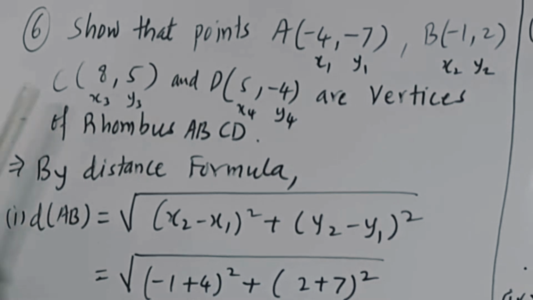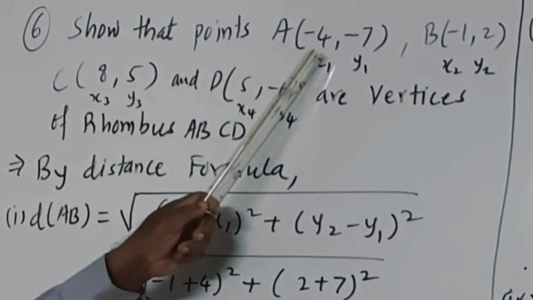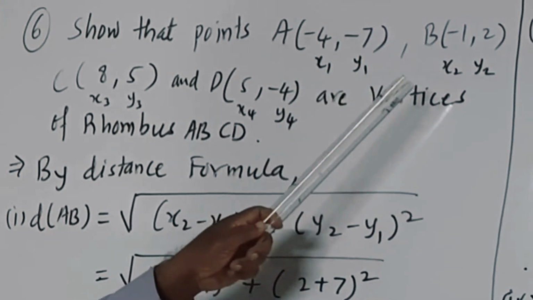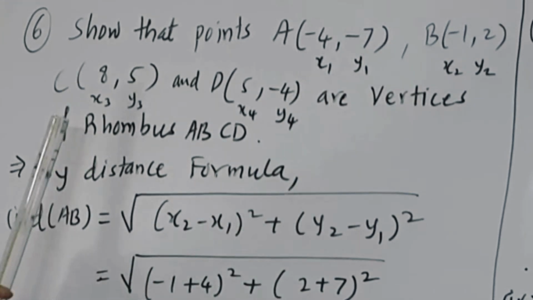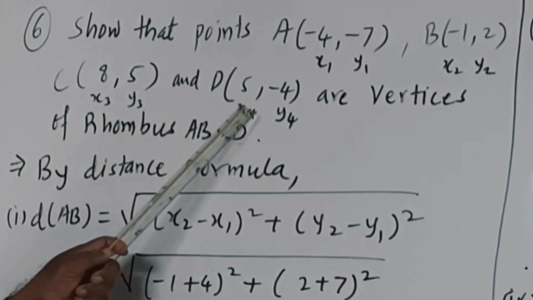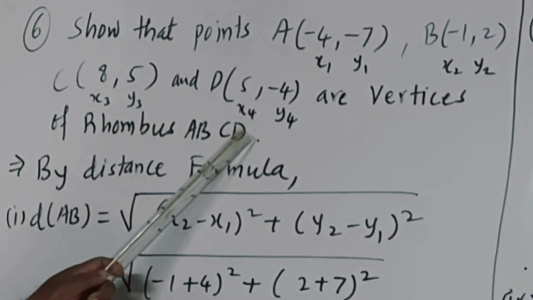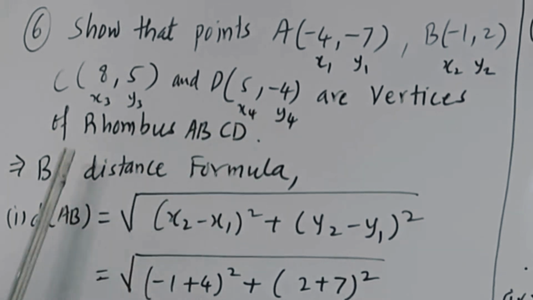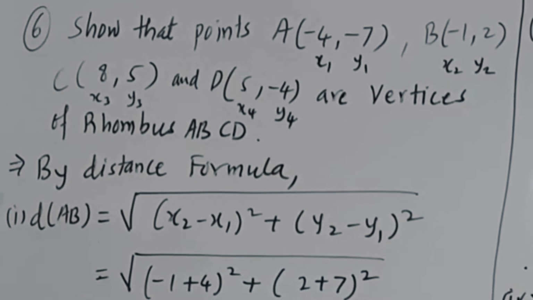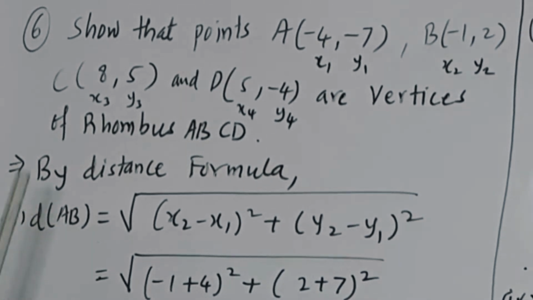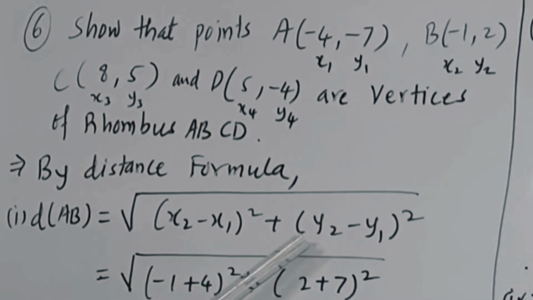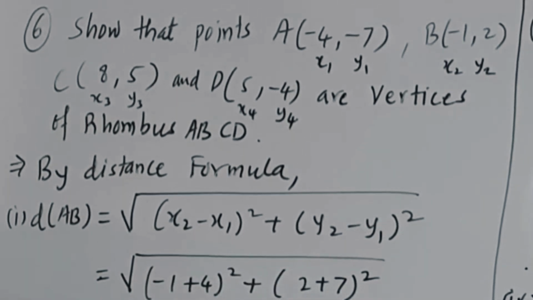Sixth example. Show that points A(-4, -7) x1, y1, B(-1, 2) x2, y2, C(8, 5) x3, y3 and D(5, -4) x4, y4 are the vertices of rhombus ABCD. So by using distance formula, find the distance AB. Distance AB is equal to x2 minus x1 square plus y2 minus y1 square.